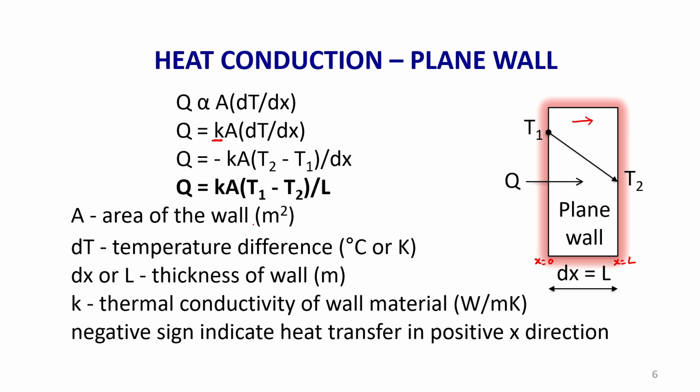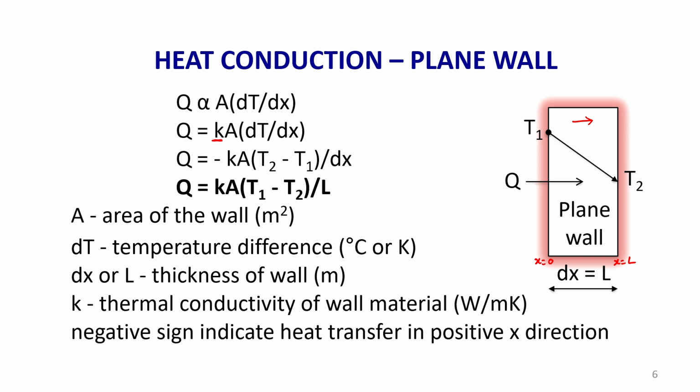So, here A is the area of the wall in meter square, dt is the temperature difference, and dx or L is the thickness of the wall. The ratio dt by dx is called the temperature gradient. Okay. And K is the thermal conductivity of the wall material. So, this is the Fourier law of heat conduction for a plane wall.